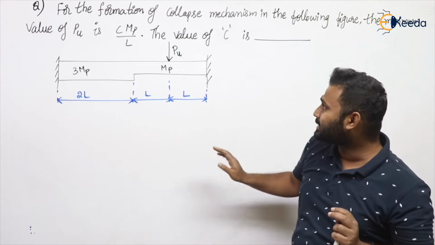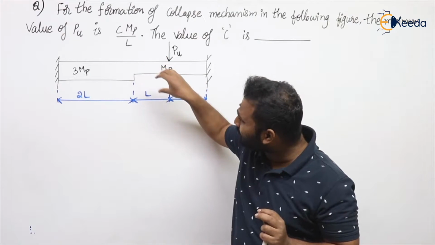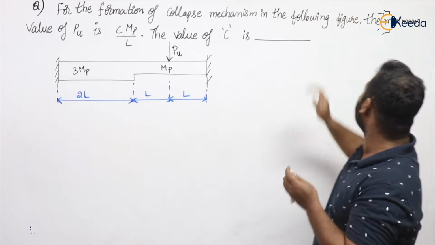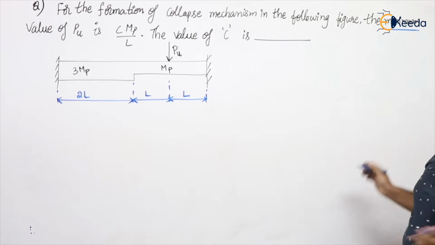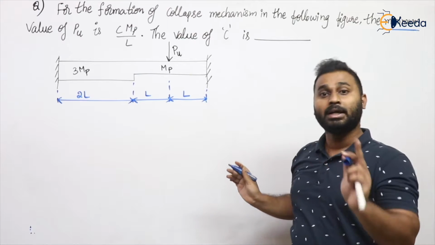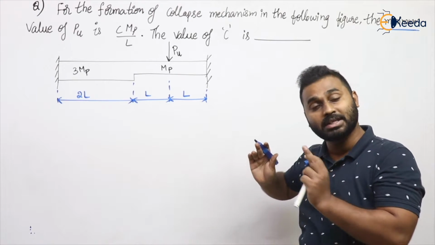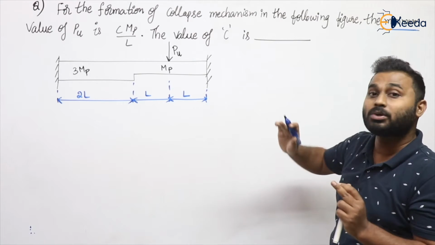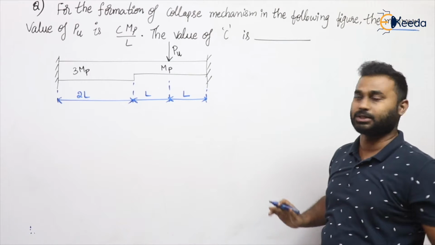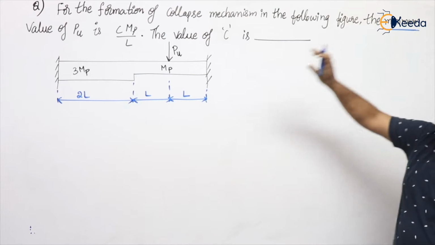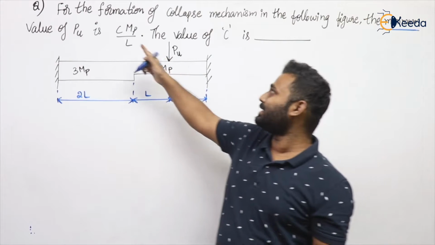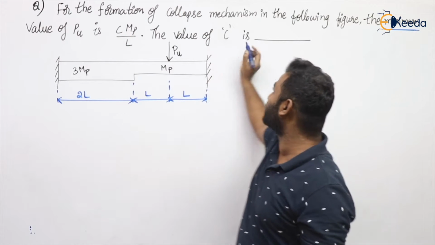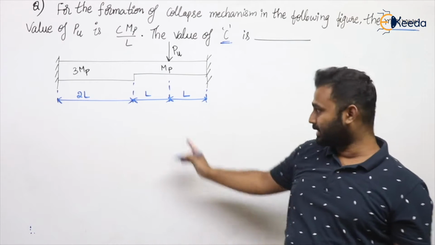What is he asking? He's asking us to find the true collapse load. So minimum is nothing but true collapse load. As we have been discussing right from the beginning, in our conceptual or theoretical part also, the collapse load is the minimum out of all the possibilities. Now minimum value of PU means true collapse load. So true collapse load is CMP by L. Now he's asking us to find this C. Clear? This is the given figure.